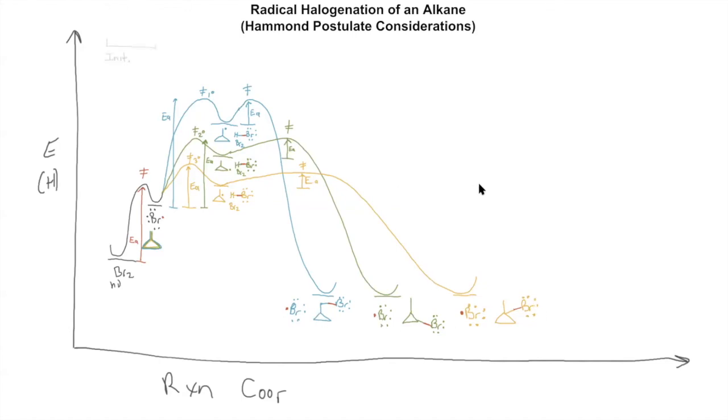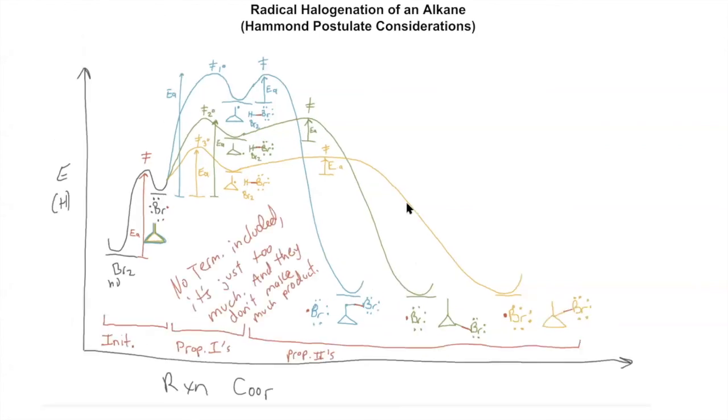And this is the initiation, propagation 1s, propagation 2s, right? Okay, so no terminations are included. It's just too much, and they don't make much product. All right.